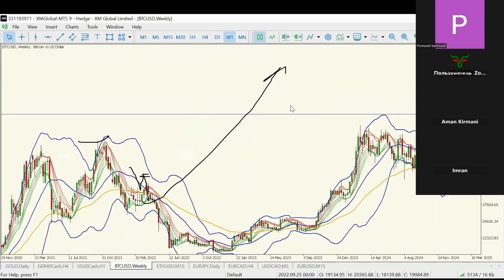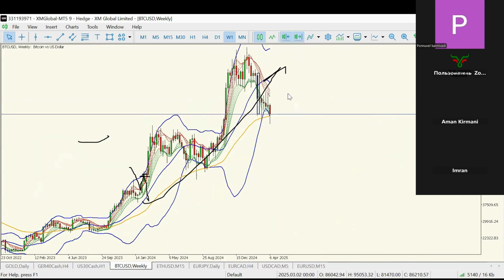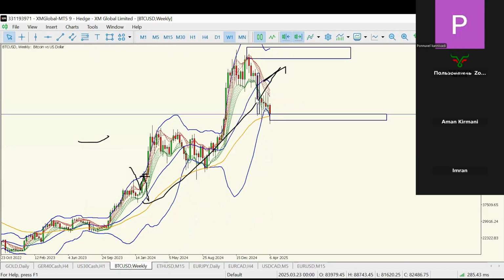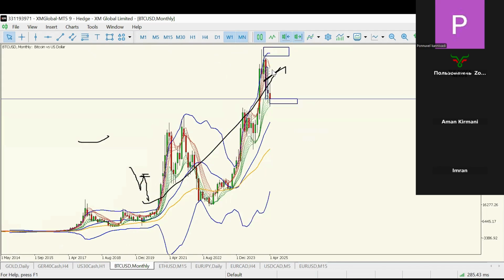Now on the weekly time frame, BTC is respecting this zone. Why? Because this is a monthly zone, and you can see Bollinger Band stoppage happening on the higher time frame. That's why it's dropping more toward the mid BB. Maybe possibly we are expecting this zone for a re-entry buy.